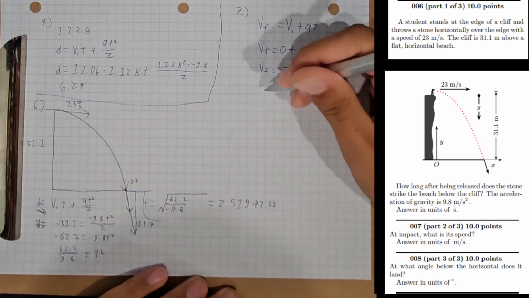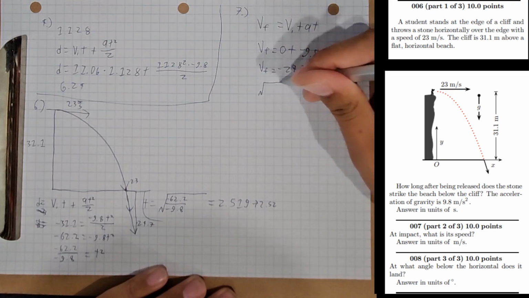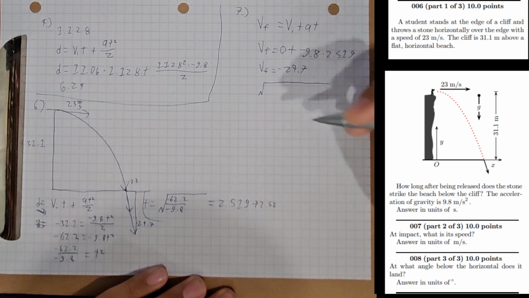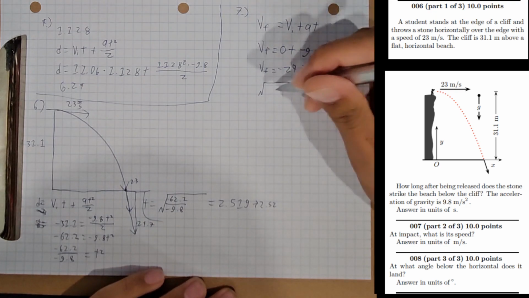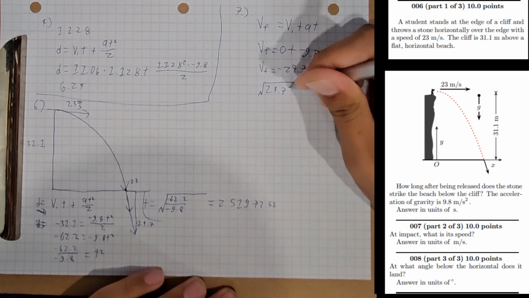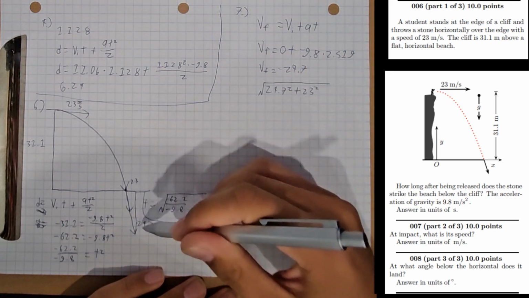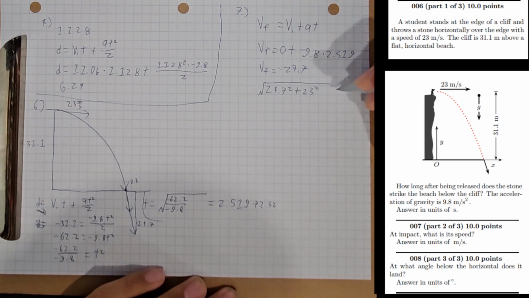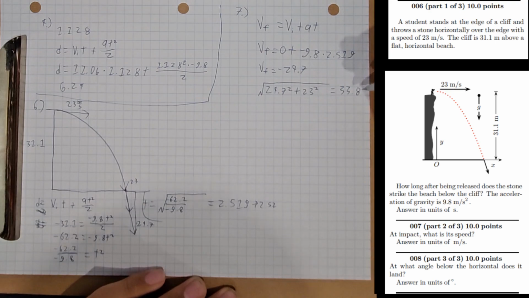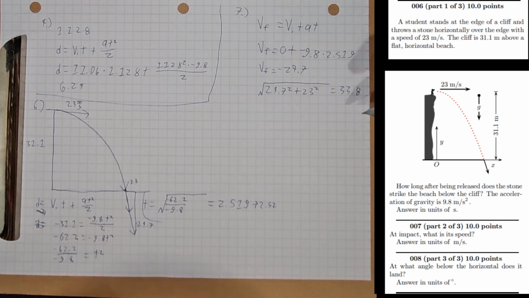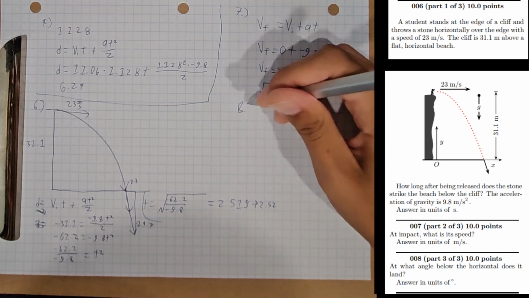So now we can just use the Pythagorean theorem, or in this case, the distance formula version of a different distance formula. So that's 24.7 squared plus 23 squared, remember for these two parts, all in the square root, which is equal to 33.8. And that's the answer in meters per second for part 2. So now it's question 8.